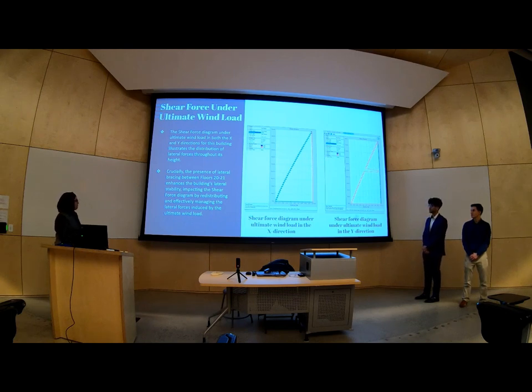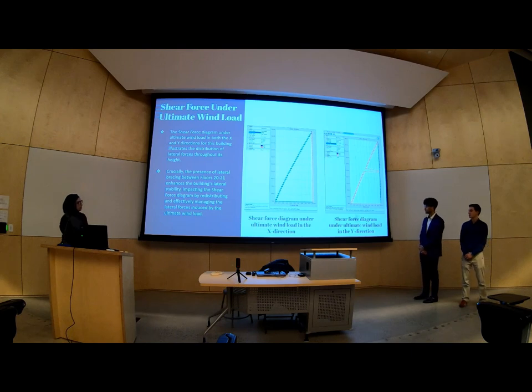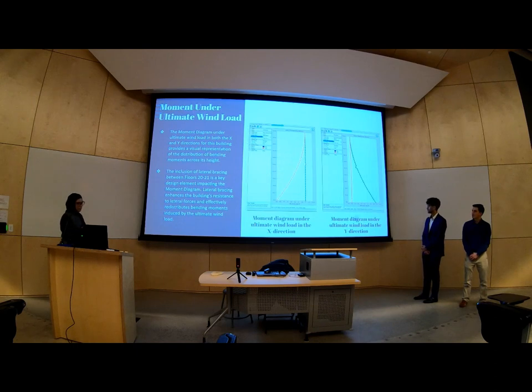The presence of lateral bracing between floors 20 to 21 enhances the building's lateral stability, and that impacts the shear force diagram by redistributing and effectively managing the lateral forces induced by ultimate wind load. This first diagram is the wind load on the shear force diagram for the X direction, and the second is in the Y direction. As you can see where we have our lateral bracing, there is a jump in the shear force diagram.